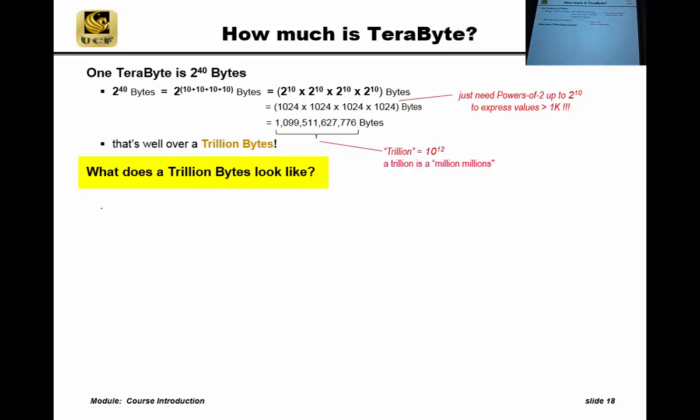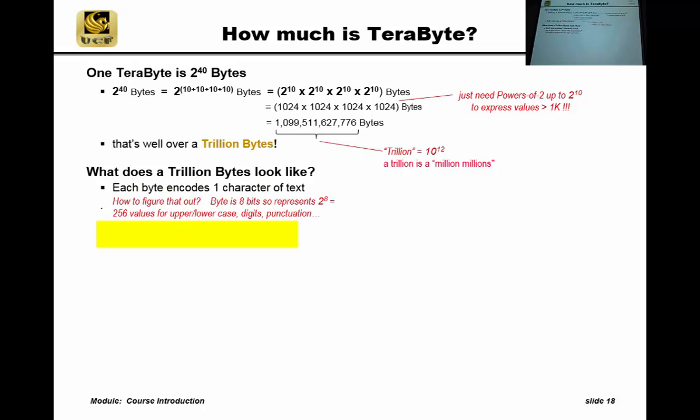So actually, I made this slide myself, and I didn't completely appreciate it. I know it's a huge number, but until you see something we can really understand. So we know a byte is about a character of text. How do we figure that out? As we mentioned, a byte is 8 bits, so 2 to the 8 is about 256.